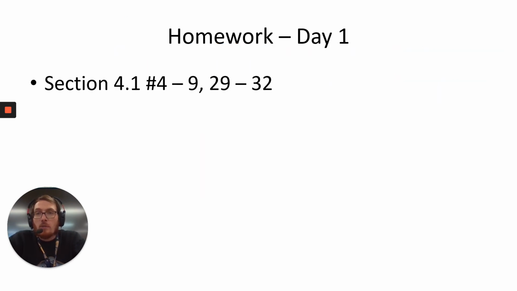Okay, your homework today is numbers 4 through 9 and 29 through 32 on section 1.4. When you're graphing, make sure you include enough numbers on the left and right side, open, close circle, and which way the arrows need to go.